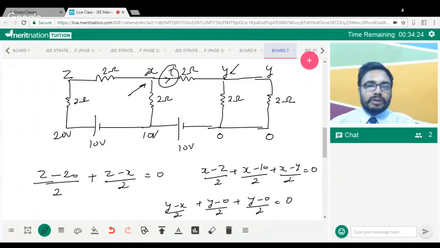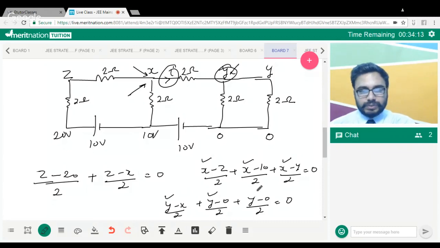So when we are solving for this junction, we'll assume that X is bigger than Y. So I'll take everything with respect to X. When I'm solving for this one, I'll take everything with respect to Y. So these things are being done like that.